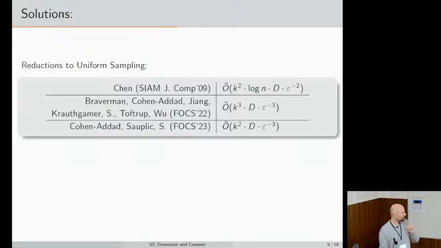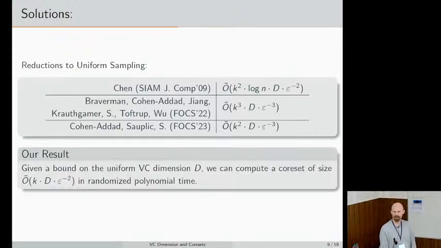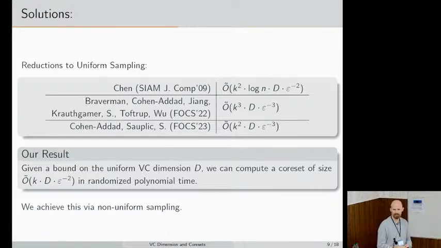Okay. And now our result says the uniform VC dimension is enough. You can get this core set bound right here, which is also the right answer. I'll say a little more about that later. We also managed to use a non-uniform distribution to achieve this. So in spite of the fact that we're using a non-uniform distribution with all the difficulties that the weights induce, that is the way to go, and the uniform VC dimension is going to be enough. Okay.